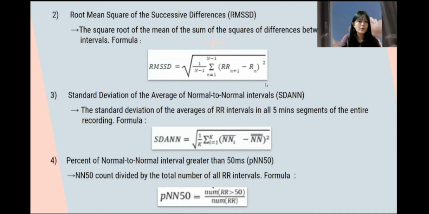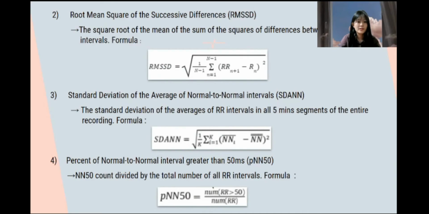Second, root mean square of the successive differences, which we call RMSSD. It is the square root of the mean of the sum of the squares of differences between adjacent RR intervals. So here is the formula of RMSSD.